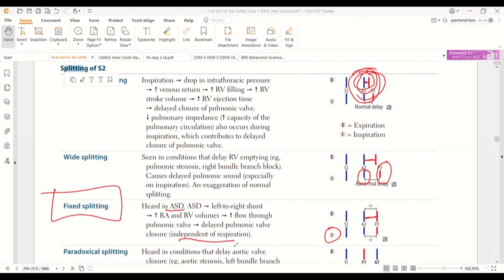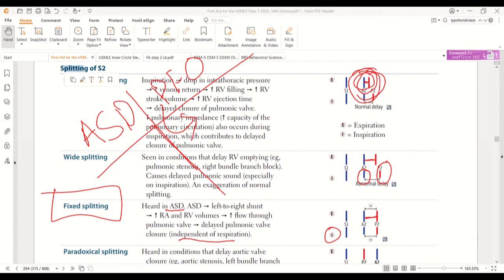Okay, one more thing. ASD and patent foramen ovale, I love to ask this question. PFO is a defect in which thing? An embryological defect. Participant, please repeat. I am asking: what is the embryological mechanism that leads to patent foramen ovale?